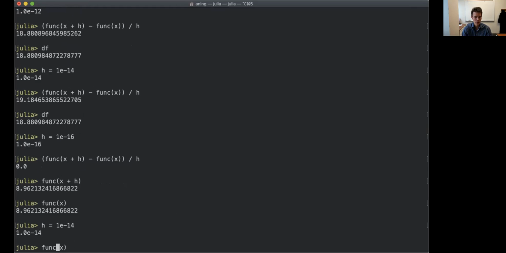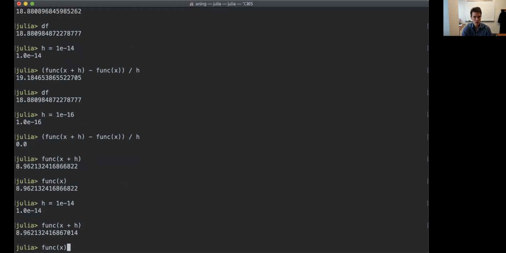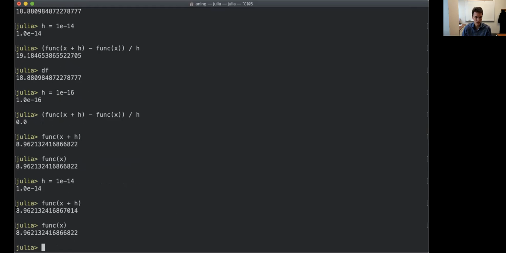And evaluate those 2 functions. This is the problem that we refer to as subtractive cancellation. Notice that these digits all the way to here agree, and they differ here at these last few digits, 4 digits in this case. So when I subtract those 2 numbers, I only have 4 significant digits. All the other numbers are just garbage, and so I'm getting inaccurate derivatives.